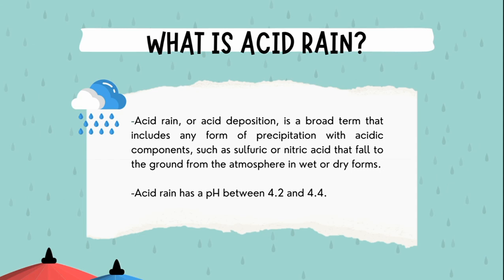Now what is acid rain? Acid rain or acid deposition is a broad term that includes any form of precipitation with acidic components such as sulfuric and nitric acid that fall to the ground from the atmosphere in wet or dry forms. Acid rain has a pH between 4.2 and 4.4. So as the name implies, it is a type of precipitation that contains a high level of nitric and sulfuric acid.